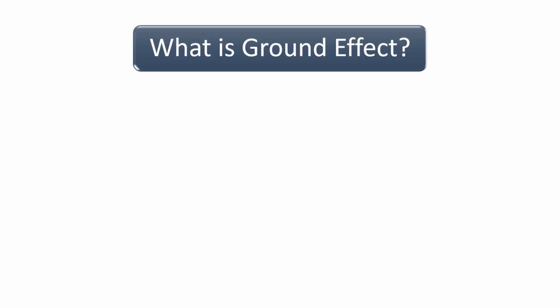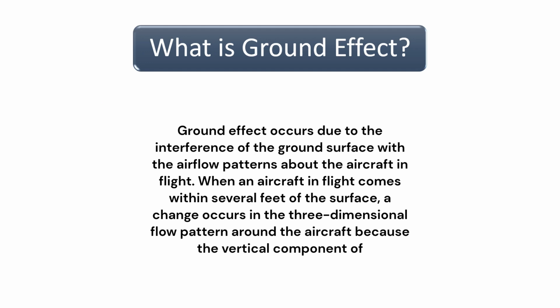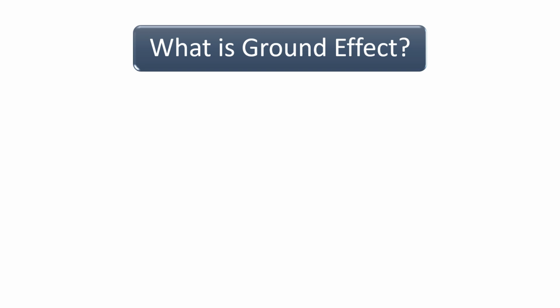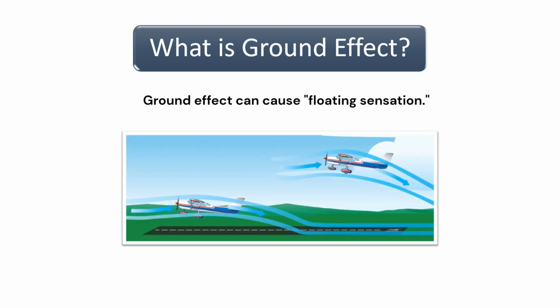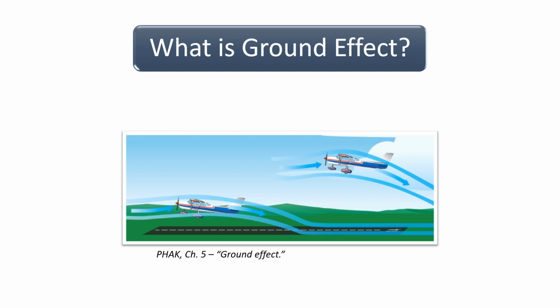What is ground effect? Ground effect occurs due to the interference of the ground surface with the airflow patterns about the aircraft in flight. When an aircraft in flight comes within several feet of the surface, a change occurs in the three-dimensional flow pattern around the aircraft because the vertical component of the airflow around the wing is restricted by the surface. Ground effect can give pilots the sensation of floating just before touchdown, and sometimes it can seem like the airplane doesn't want to go any lower. This floating sensation is due to ground effect.